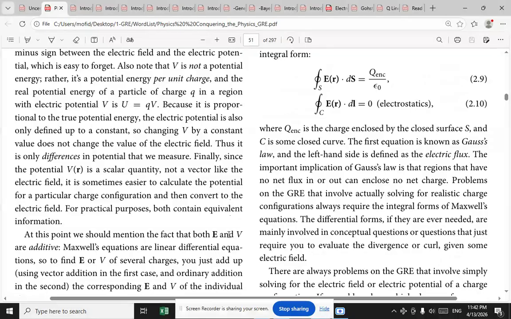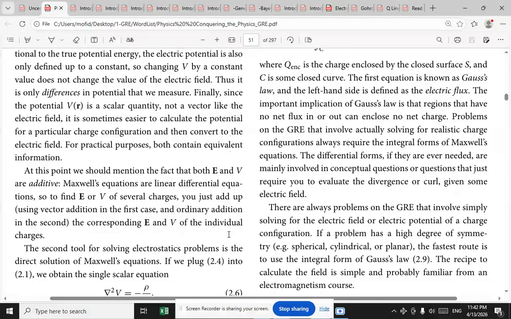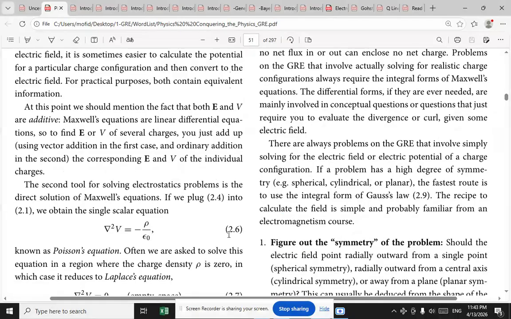For practical purposes, both contain equivalent information. At this point, we should mention the fact that both E and V are additive. Maxwell's equations are linear differential equations, so to find E or V of several charges, you should just add up, using vector addition in the first case or ordinary addition in the second, the corresponding E and V of the individual charges.